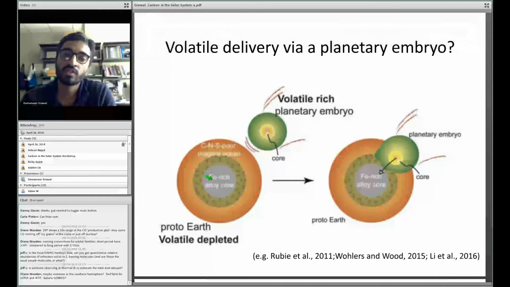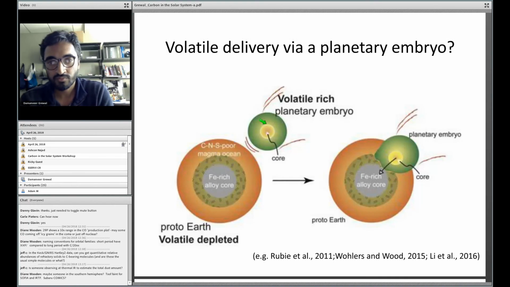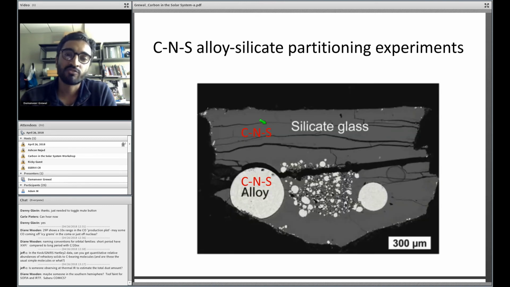This is a cartoon representing that scenario. You have an already differentiated proto-Earth that is basically volatile depleted. The volatiles are delivered to the Earth by a differentiated planetary embryo, which itself has a core and a mantle. These scenarios have been discussed in the past by these previous papers. They have shown that the abundances of various kinds of lithophile elements in the bulk silicate Earth can only be satisfied if these elements were delivered by a differentiated planetary embryo at a much later stage of accretion of Earth.